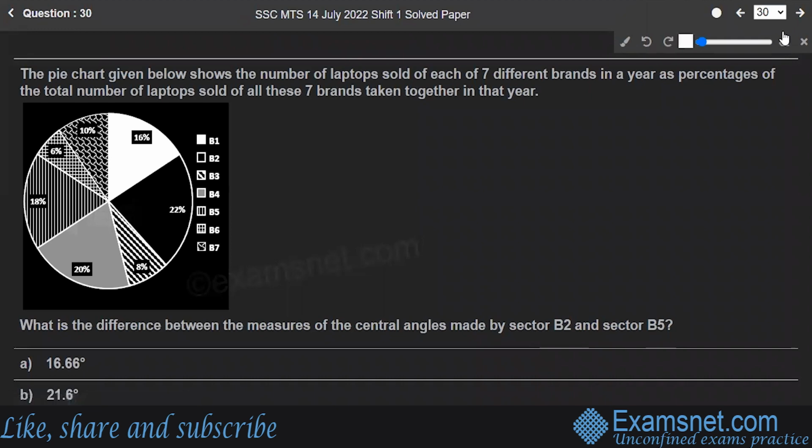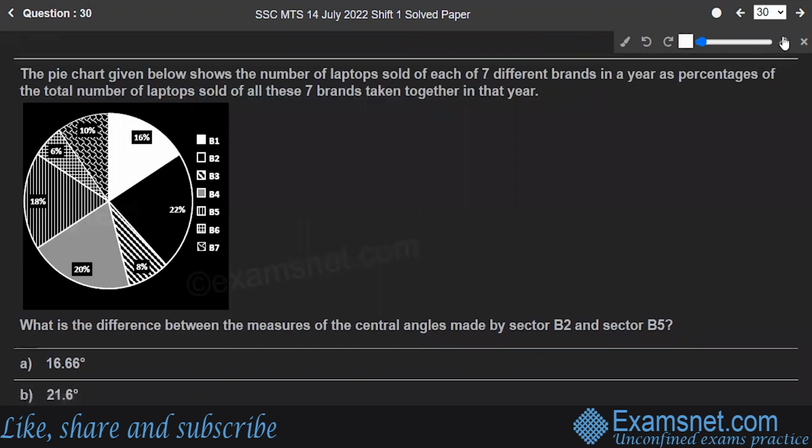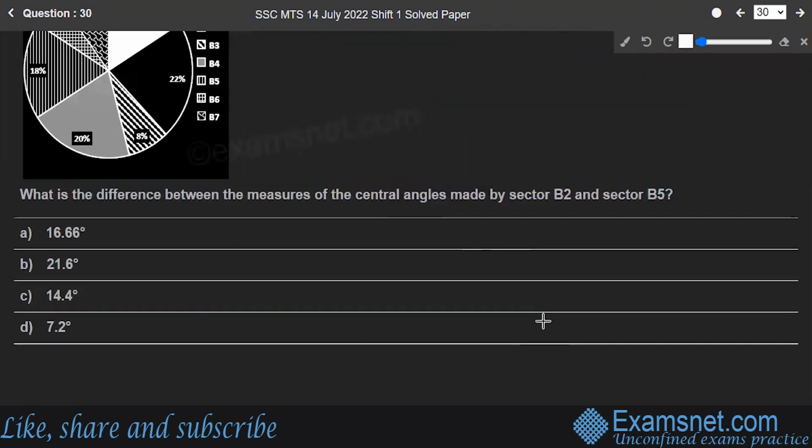For answering this question, first of all, you have to understand the whole pie chart thing. I hope you are already aware of what a pie chart is. In a pie chart, you have a whole and it is divided into certain sections. So in this pie chart, the B1 brand sells roughly 16%, and B2 is 22%, right? Don't focus on the whole of the question. We just need to focus on what it has asked us. It has asked what is the difference between the measures of central angles made by sector B2 and B5. So let's come to B2 and B5.